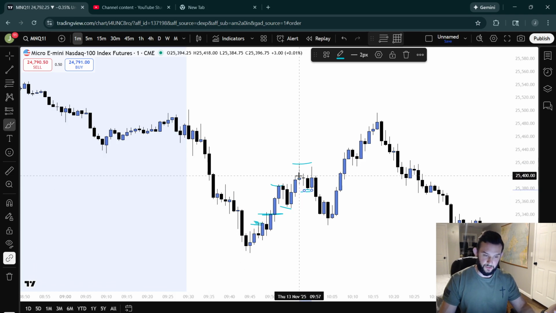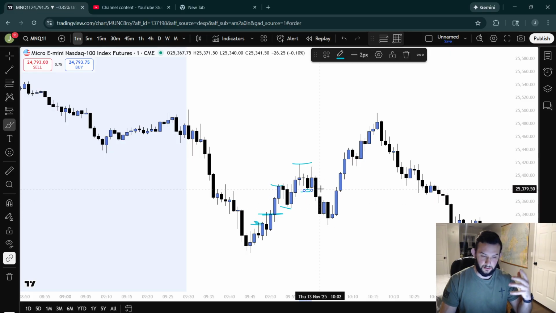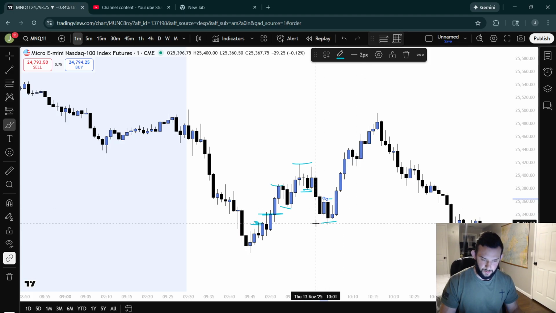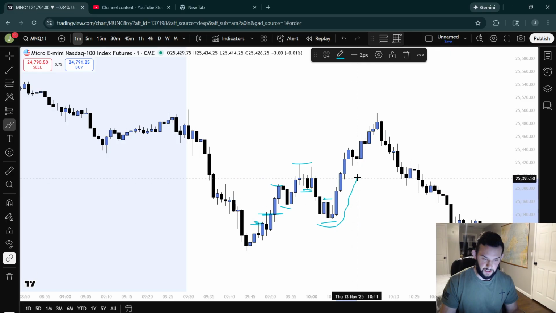Now we start consolidating a little bit. And then what happens? We break structure again and we're starting to go down and start creating lower highs and lower lows. And then what happens again? Oh my gosh, it's like back and forth. We bottom out here and it looks like it was just a pullback and we start going up again.